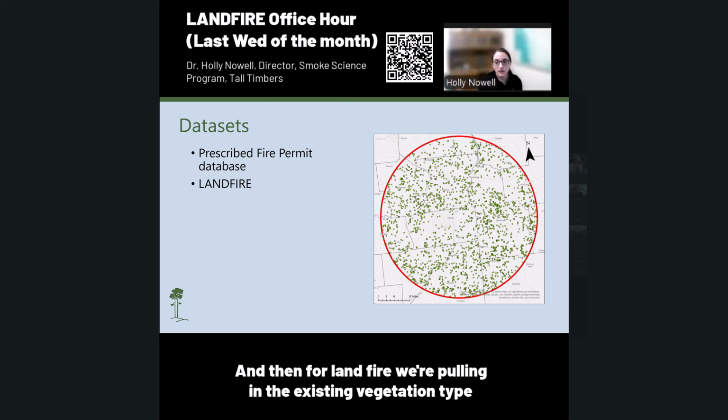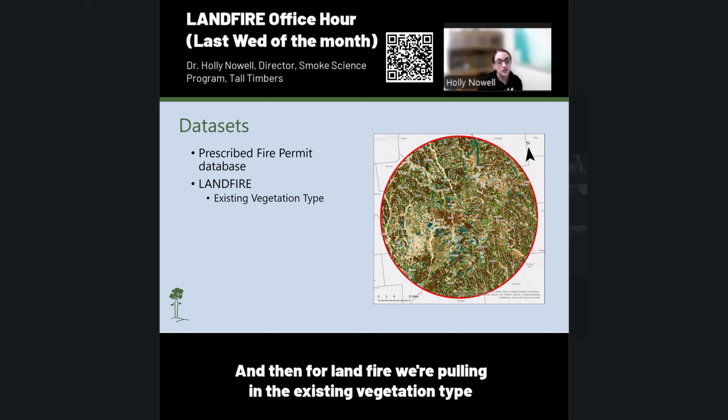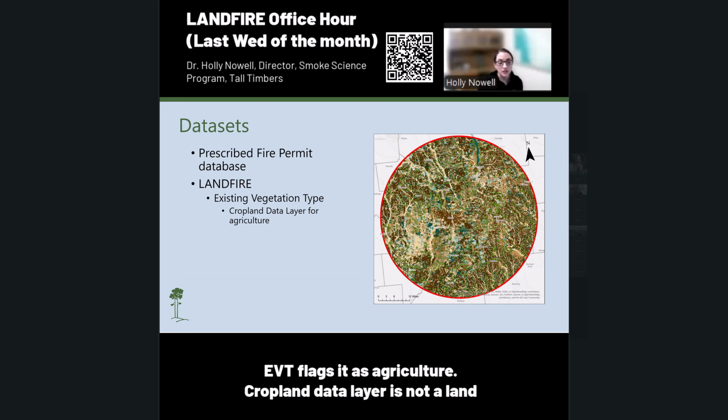And then for LANDFIRE, we're pulling in the existing vegetation type layer, or the EVT. What is actually burning? Now, when you pull a permit, you give a general category like silviculture, which means it's under a forest, or agriculture. But with EVT, we can really get at what, according to the data, is actually burning. And I should put a caveat in here that we are using cropland data layer. If EVT flags it as agriculture, cropland data layer is not a LANDFIRE product, but it will tell us what kind of crop was burning.